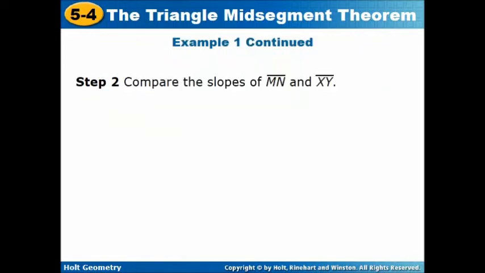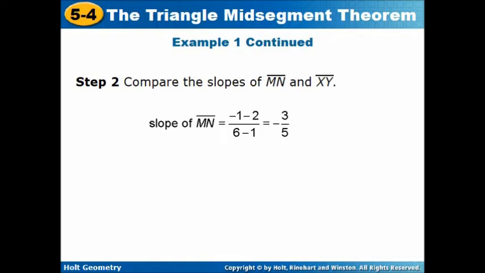The second step is to compare the slopes of line segment MN and XY. Now what we're going to do is find those slopes, and we're going to look to see if there's any relationship between the two. So to find the slope of line segment MN, again, we will use the coordinates of the two points that are the endpoints for line segment MN. And we are going to use the formula for slope, which is m equals y2 minus y1 divided by x2 minus x1.